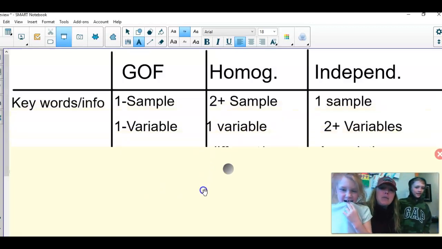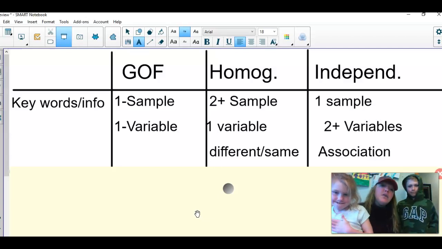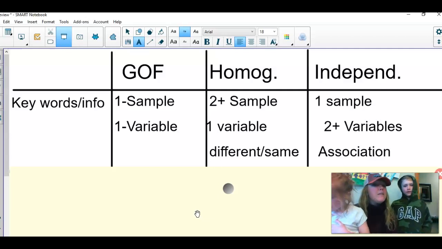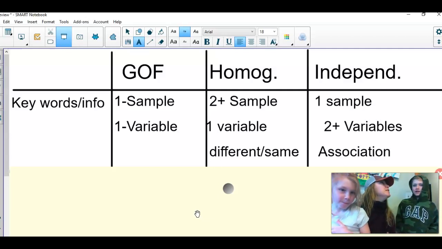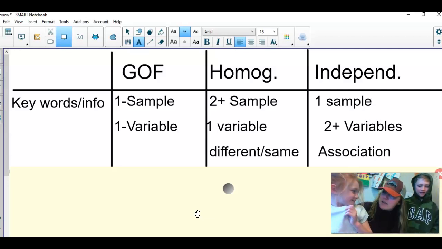Couple different things that you need to remember. Keywords are things that you need to know when it comes to goodness of fit, homogeneity, and independence. For all of them, you need to be asking yourself how many samples are there and how many variables. Hey, Anders, how many samples are there for a goodness of fit test? 1. Good job. And Annika, how many variables are there going to be for the goodness of fit test?